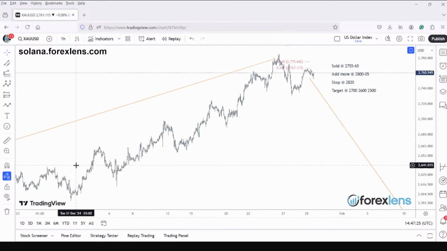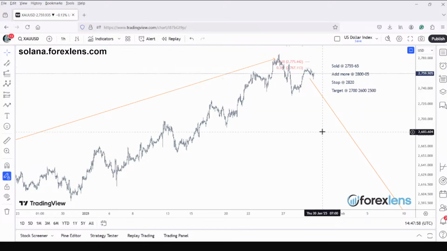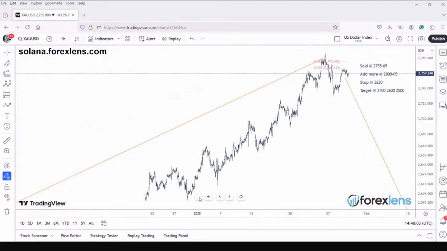The only thing is that it is not a five-wave drop at all. That's a corrective decline, and because it's a corrective decline, there's always a chance of a new swing high, or a potential swing high just above that print, and that's why we're prepared to add some more around 2800 levels. All right, that's the story for gold. Let's keep this trade as it is, and let's move on to the Dow Jones.